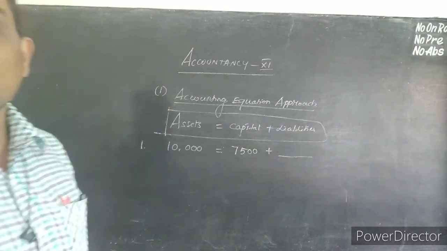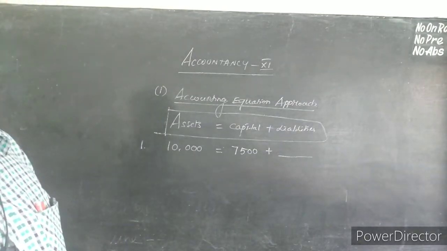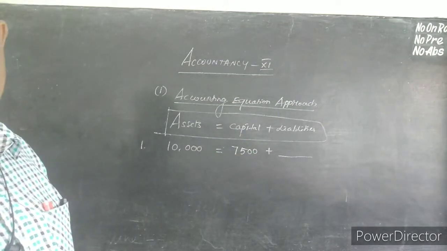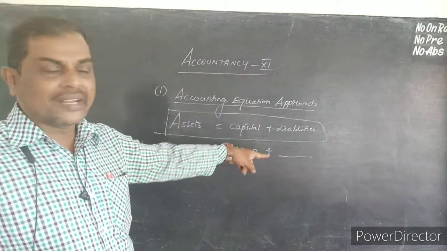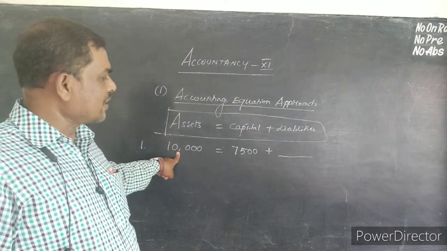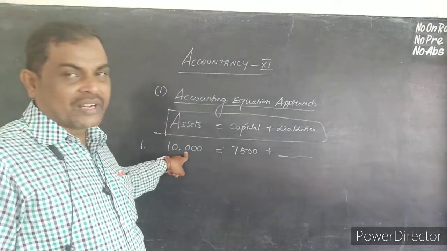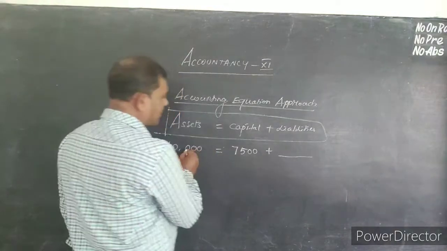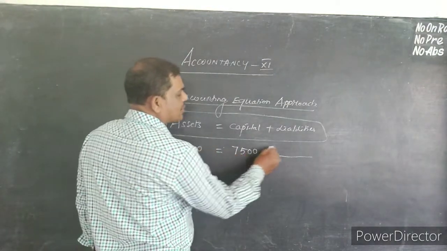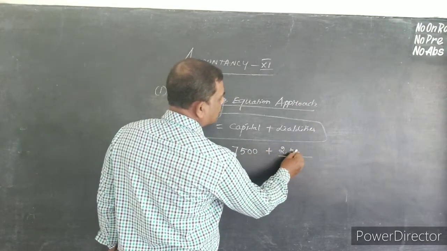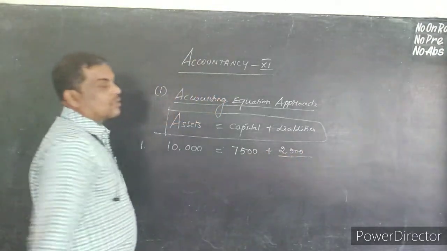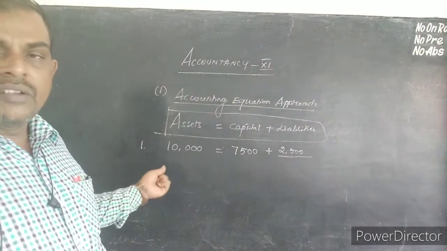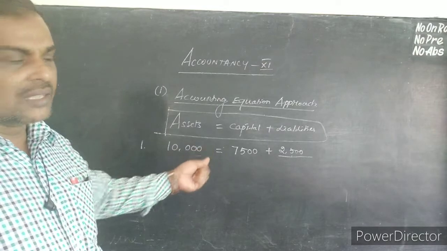This will come for 2 marks as a missing figure. Here the missing figure is liabilities. How do we find this? From 10,000 we deduct 7,500, and we get the balance 2,500. That is the liabilities value, and for this you will get 1 mark. They will leave out any one of the three items.